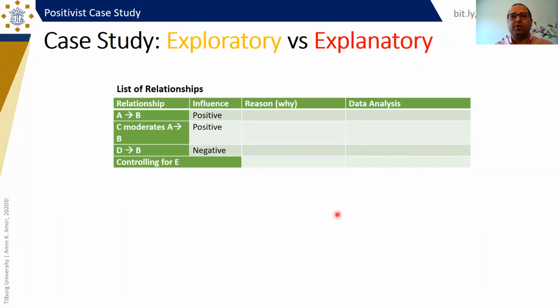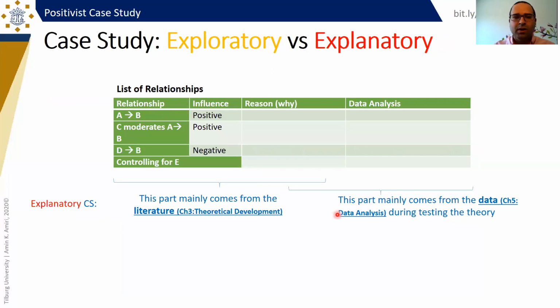What's the difference between exploratory and explanatory? In testing the theory that already exists, again, the relationship roots in the literature. The influence roots in the literature. The reason is also rooted in the literature. You may find some new relationships based on data. But the data analysis tries to support these relationships. But again, your goal is rejecting the hypothesis here.